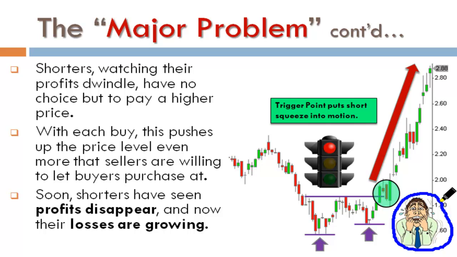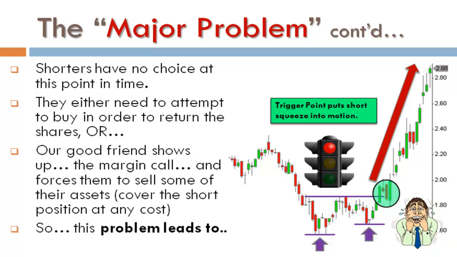Now the shorts are starting to get really nervous, because not only are their profits gone, now it's a matter of their portfolio going down in value. So at this point, this is where the need comes in. Shorters have no choice. They either need to attempt to buy shares on the open market so they can return those shares, or our good friend shows up, the margin call, and is going to force them to sell some of their assets.